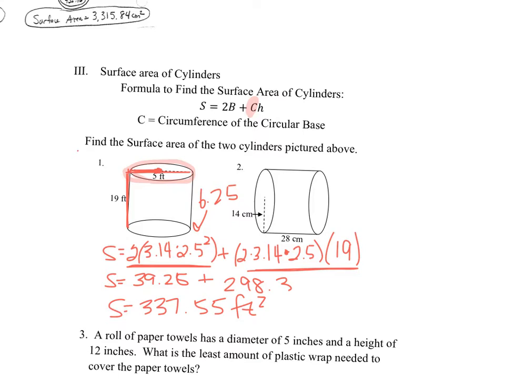It is honestly no different than finding surface area of any prism. It's the same, it's just the language has to change, because we don't find the perimeter of a circular base, we find the circumference of a circular base.